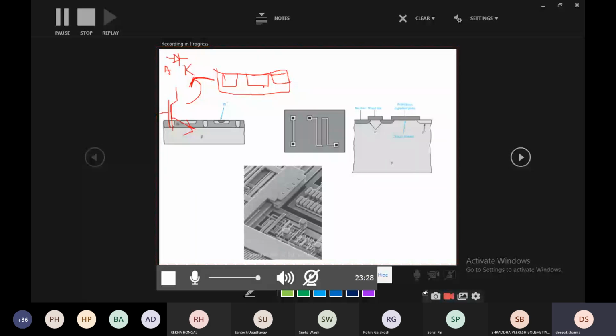For that, see how we represent a transistor. It is NPN, right? So this is N, this is P, and this is N. This is a transistor. Now I want to convert this transistor into a diode. Say this is the emitter, correct? Then this is the base, then this is the collector, correct? Now I want to convert this transistor into a diode. So how to do that?